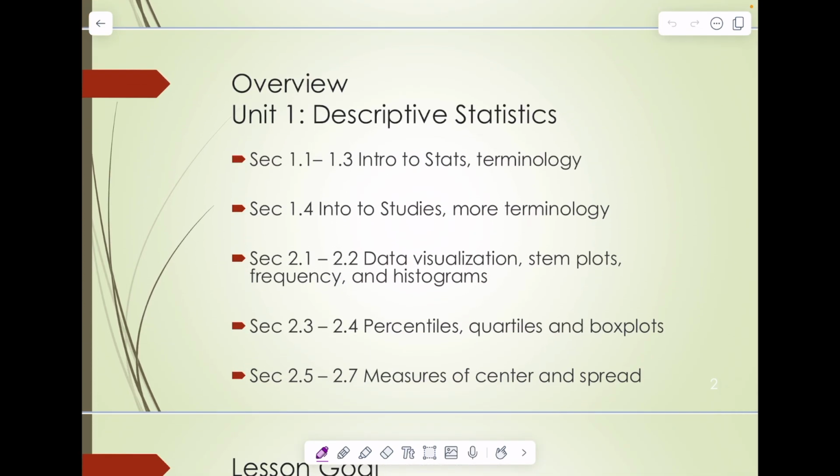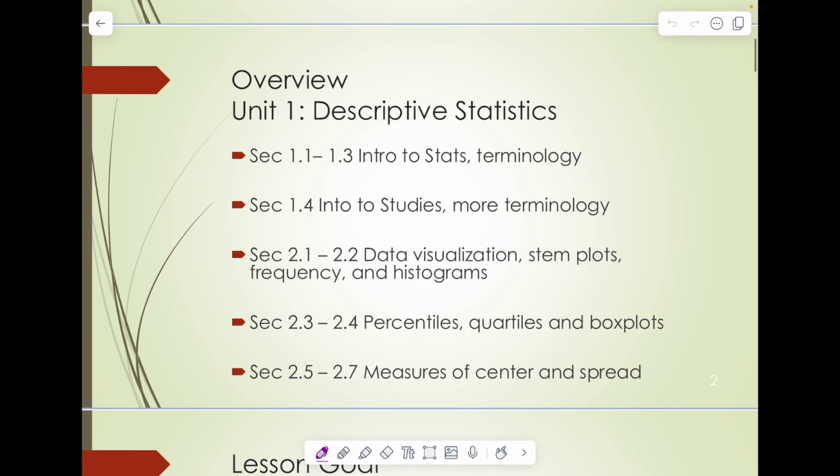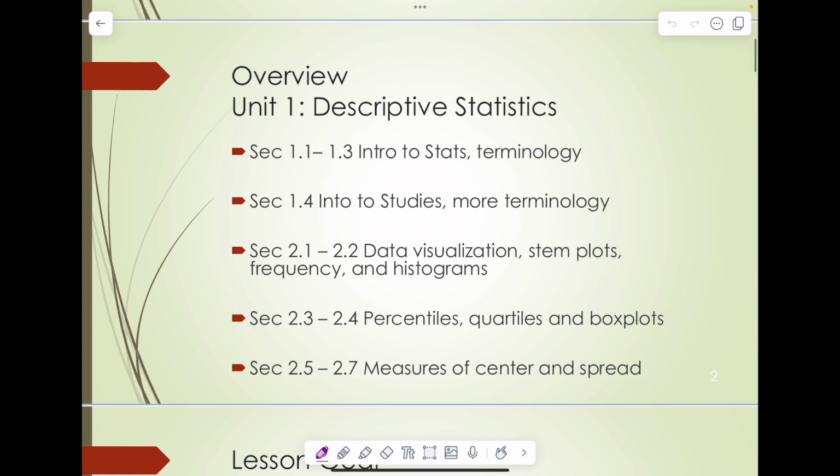So remember, we went over chapter 1, which was mostly terminology, and then we started chapter 2, which is about descriptive statistics. There we've talked about data visualization, stem plots, frequency, and histograms, and then we talked about percentiles and quartiles and box plots, covering section 2.3 and 2.4 from the textbook. And now we're going to cover sections 2.5 to 2.7, which discuss measures of center and spread. And this will conclude chapter 2 and also unit 1.